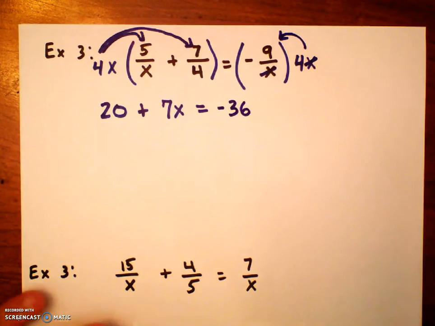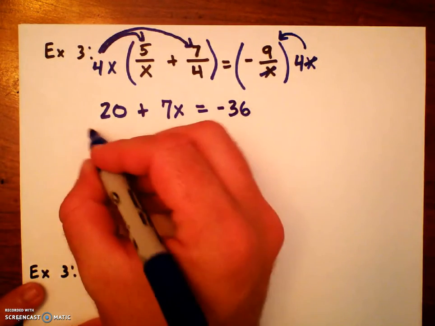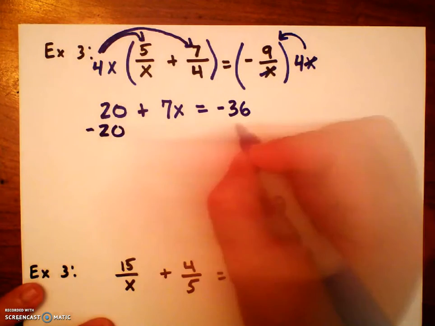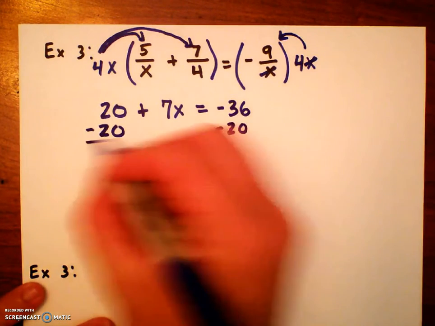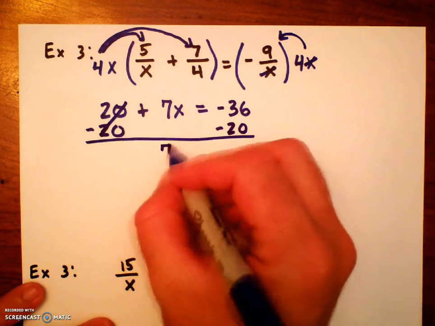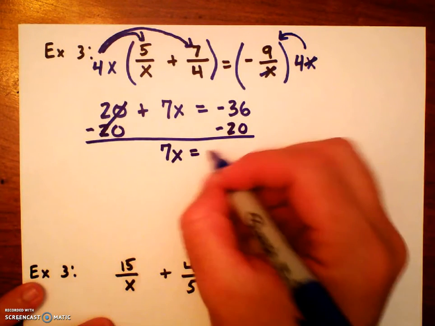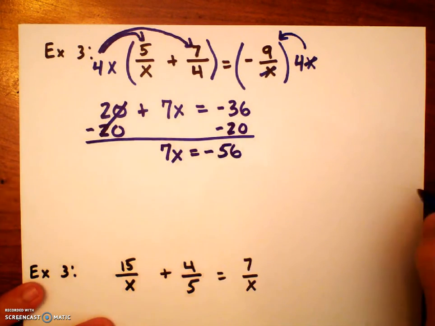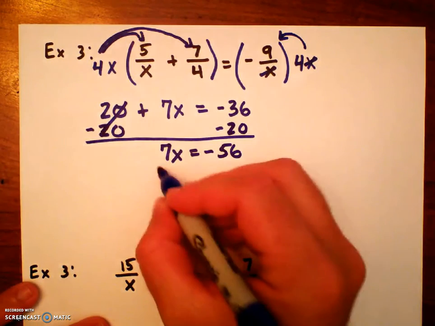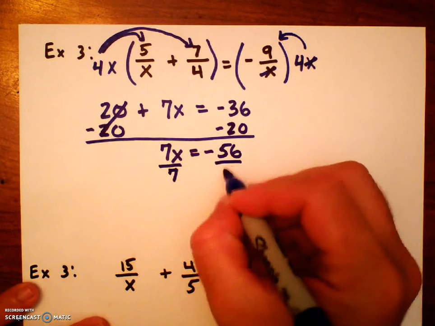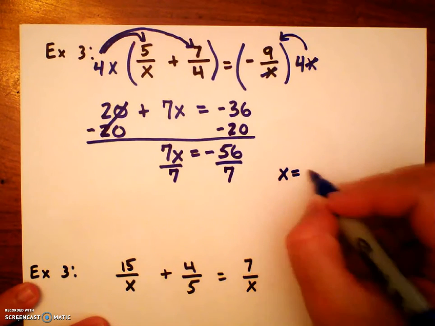From here, all you have to do now is solve a very simple two-step linear equation. Subtract the 20 over. Get 7x equals negative 56. And then divide the 7 over. And you get your answer to be negative 8.